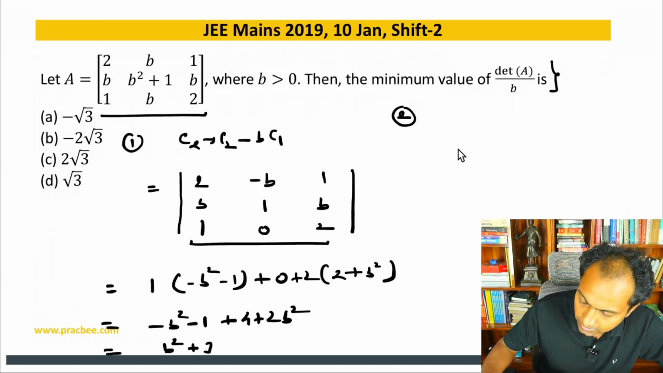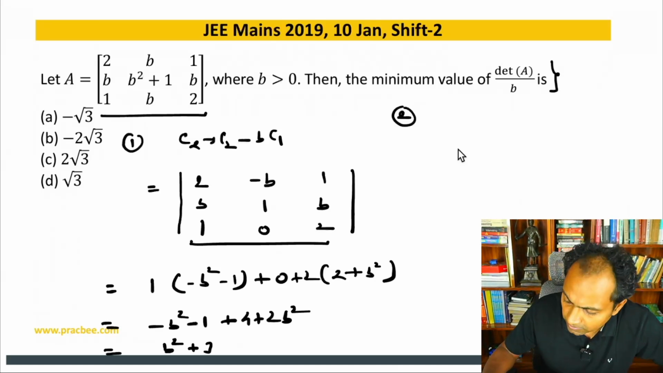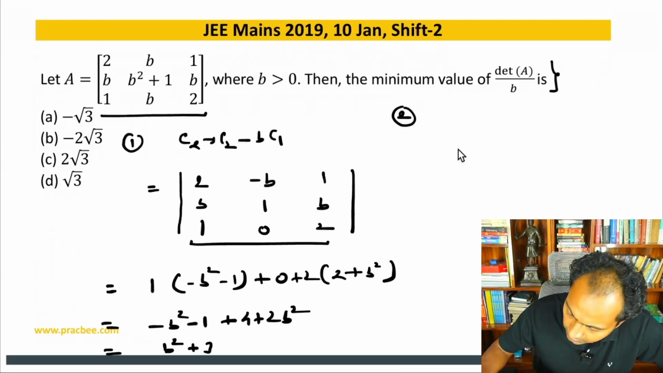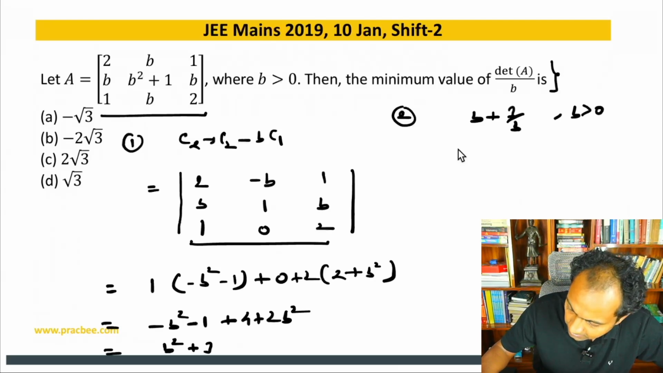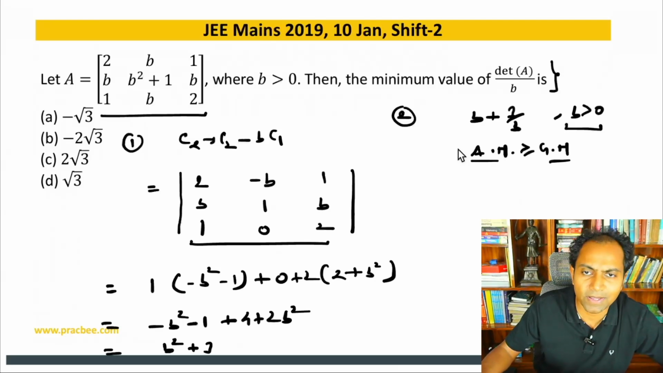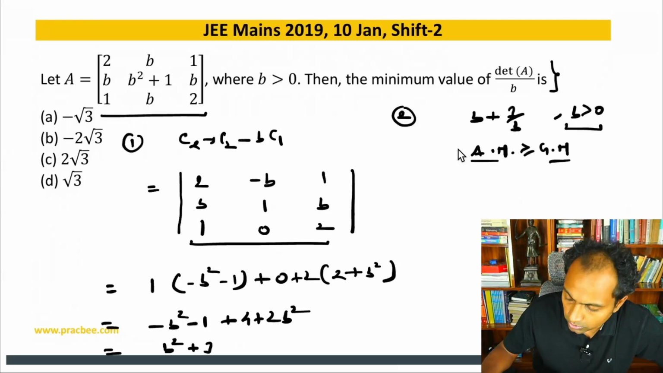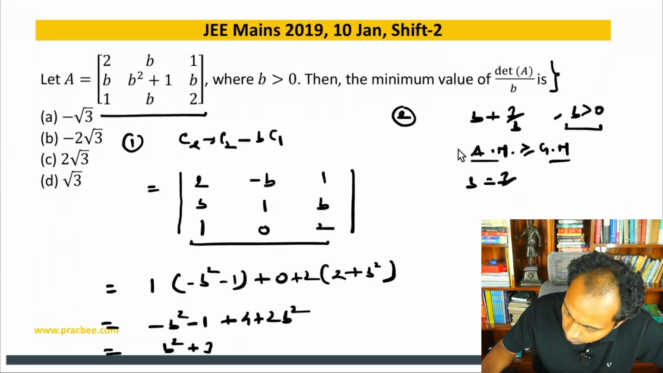In the next part, what they are talking about is the minimum value of determinant of A by b. If I divide this by b, this will become b plus 3 by b. It is given that b is greater than 0. This is the hint to apply AM is greater than or equal to GM. So we have two terms. If I apply this, the minimum value is going to come when b becomes equal to 3 by b, and this will happen if b comes out to be equal to root 3.